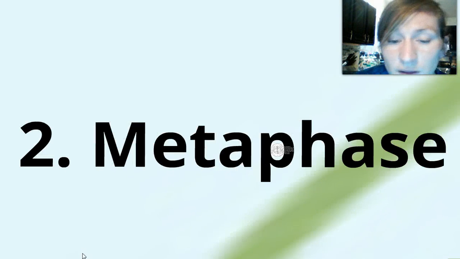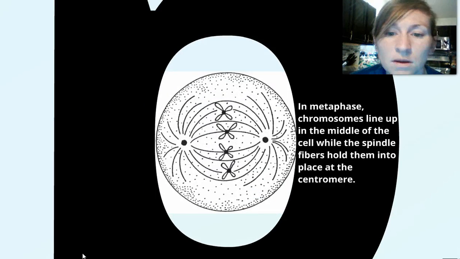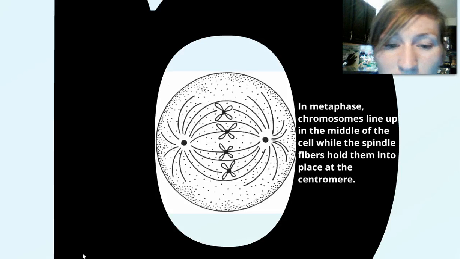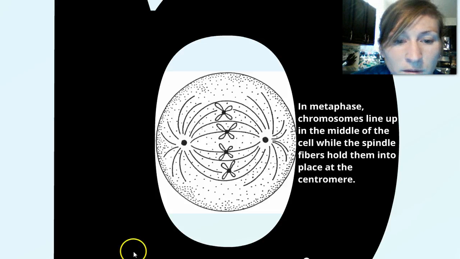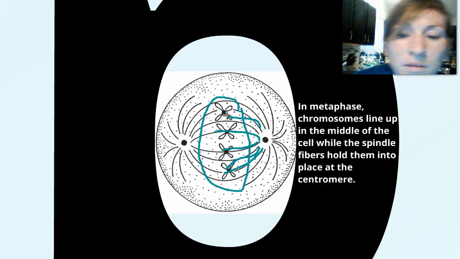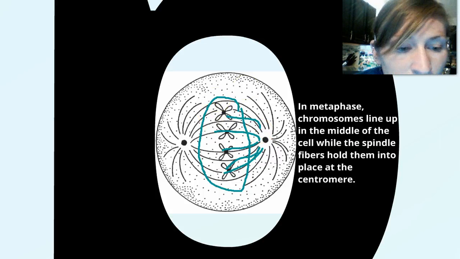All right, metaphase is the next phase. And in metaphase, the chromosomes line up in the middle of the cell while the spindle fibers hold them into place at the centromere. So here you have your chromosomes. You can see the spindle fibers are attached to the centromeres and are helping them line up in the center of the cell.